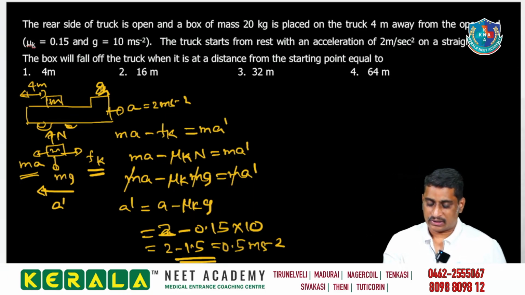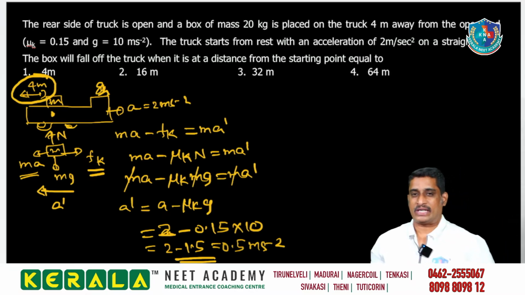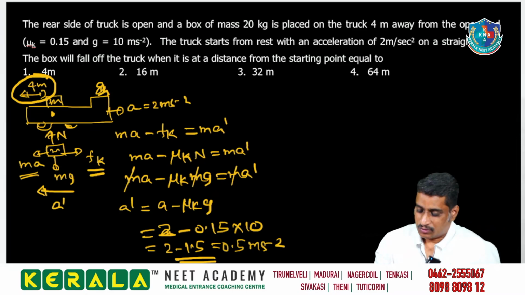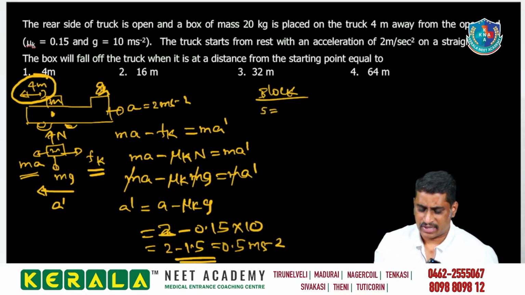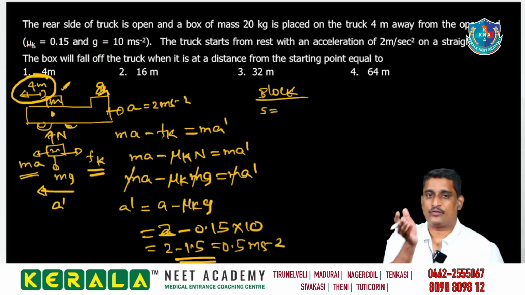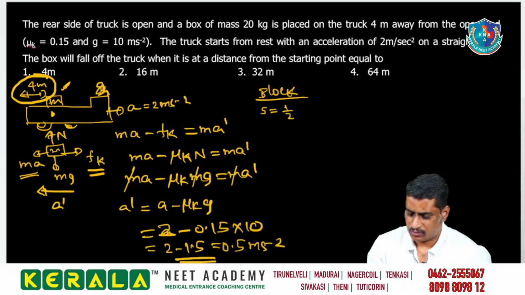With respect to the truck, that block has to travel only 4 meters to fall down from the truck. So for the block, if you apply the kinematic equation with respect to the truck, the block has started from rest and is traveling a 4 meter distance to fall down from the truck. So S is equal to half into A dash into T square.